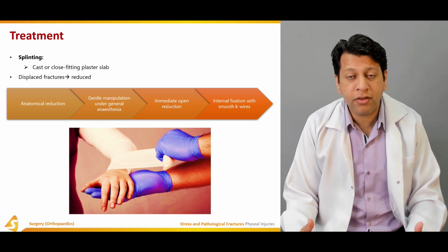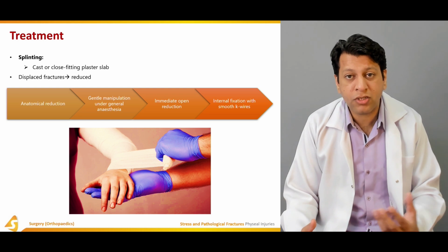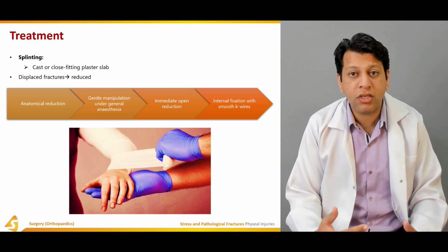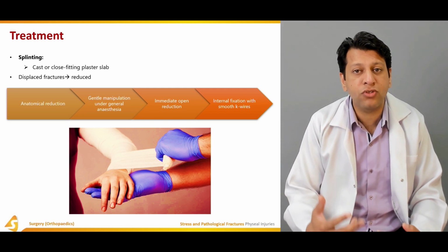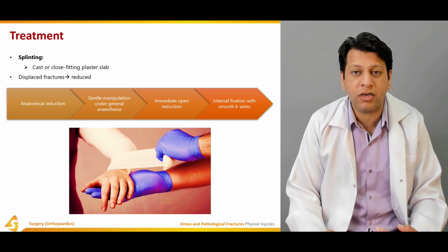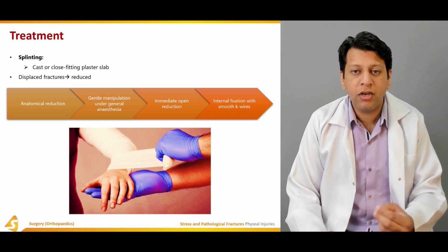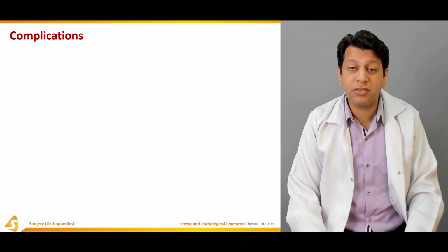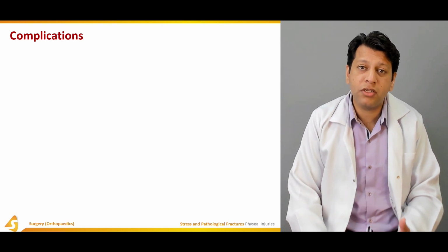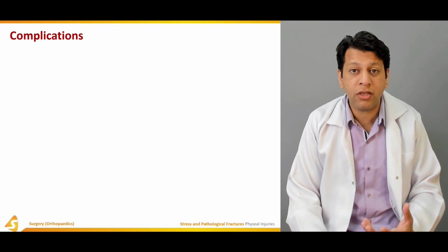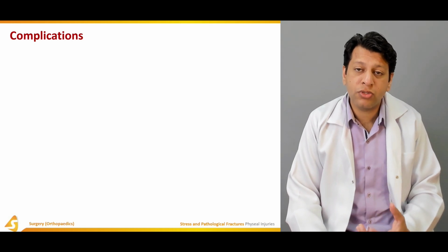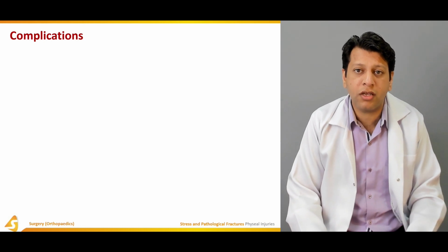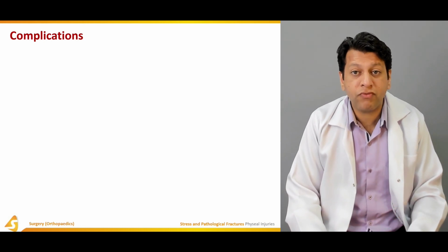If we are fixing them in such a way that we have to pass cross K wires going through the physis, then we have to use smooth K wires, because we cannot use threaded K wires, as they will damage the physis. Now coming to the complications, why is this important? Because children are growing. This can retard the growth, this can present with angulation, and there are multiple sorts of problems which can later on have implications in physeal injuries.